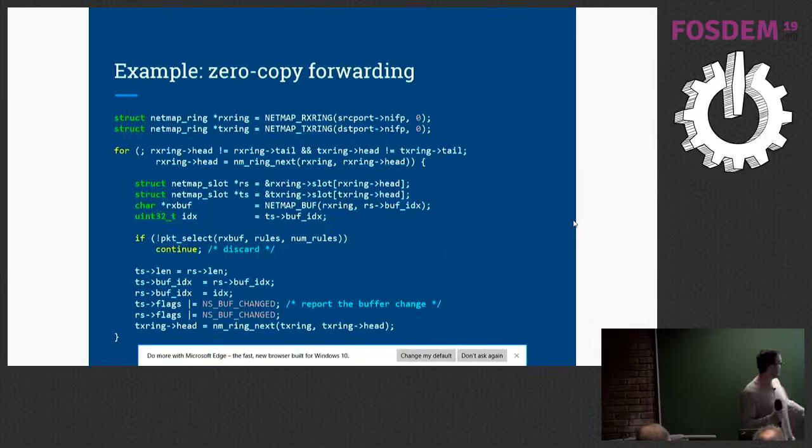I also need to tell Netmap that the buffer has changed, because it may need to change the DMA mapping inside the kernel. But otherwise, what I wanted to show here is that you can implement some simple forwarding rules in a very elegant and simple way.